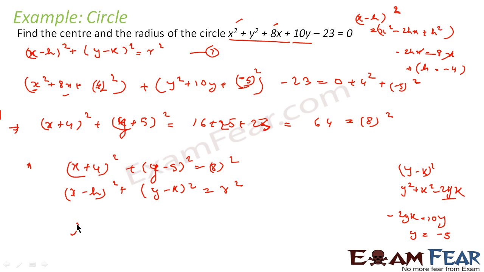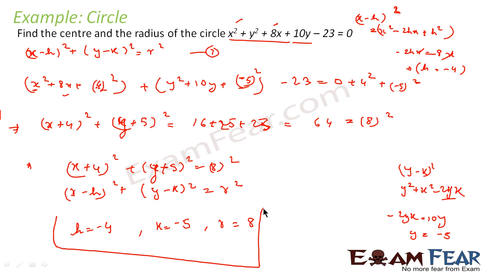If you compare these equations, we get h is equal to minus 4, k is equal to minus 5 because of y plus 5, and r is equal to 8. So the center is minus 4 comma minus 5 and the radius is equal to 8. That is our answer. What we have done here is convert this equation into the x minus h whole square plus y minus k whole square is equal to r square form, and then compare the two equations to get the values of h, k and r.